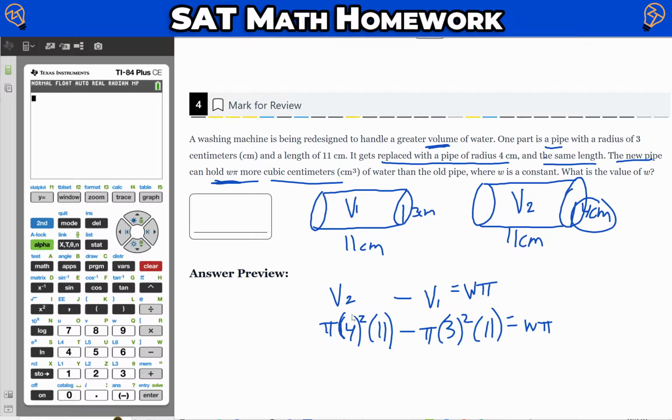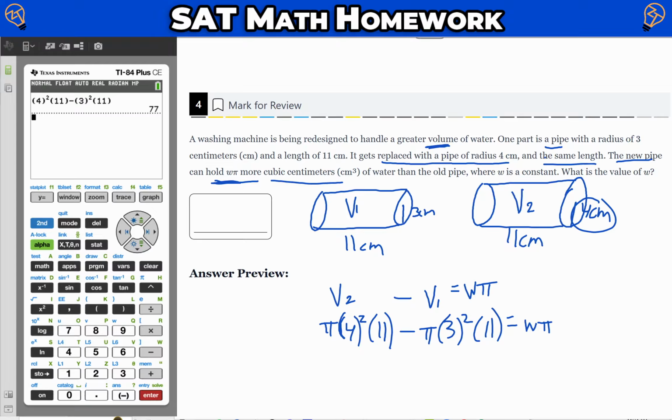Because of the fact that this is pi, pi, pi, I really don't want to type in the pi, because let's type everything in and I'll show you why. So let's go ahead and type it in, minus this right here. And notice I get 77.